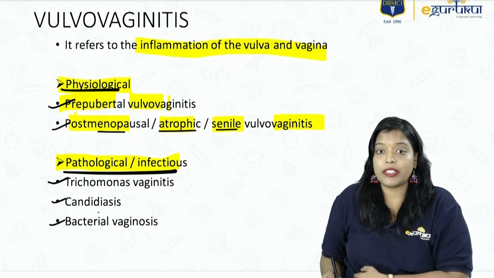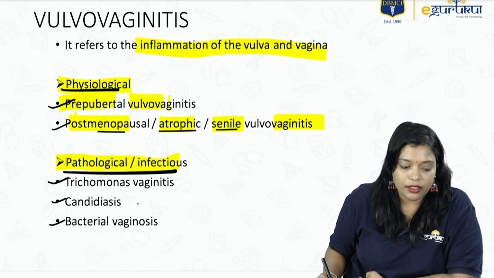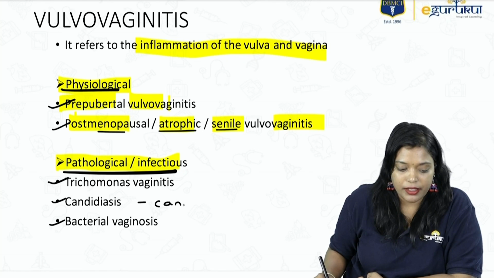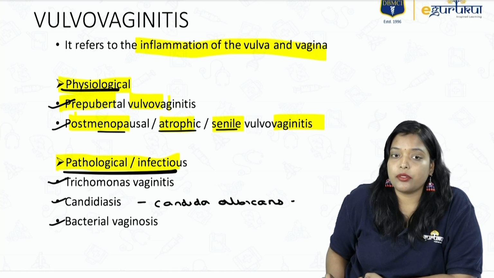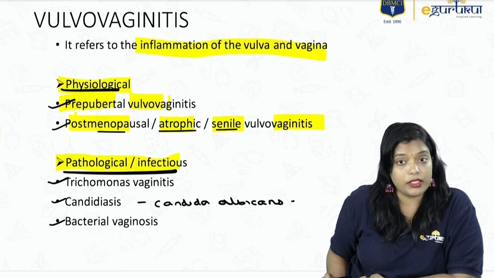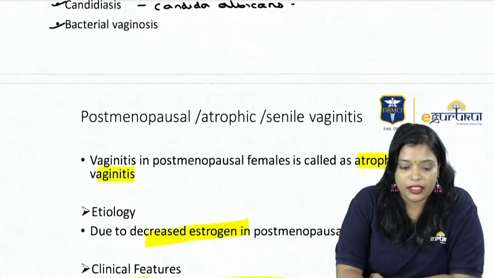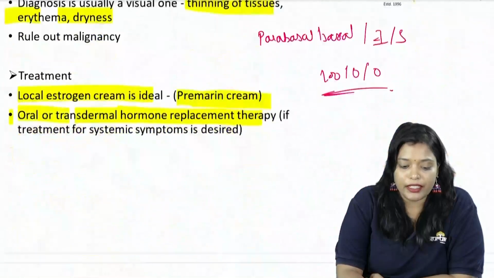Trichomonas vaginitis is caused by Trichomonas vaginalis. Candidiasis is caused by Candida albicans. Bacterial vaginosis is due to alteration of the microflora. I'm going to discuss all those three in this video, starting with Trichomonas vaginitis.